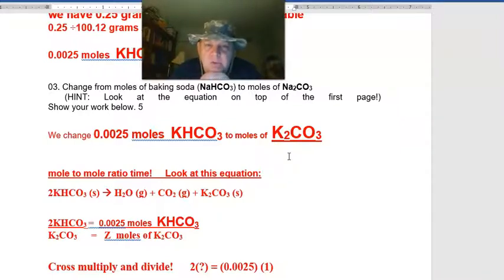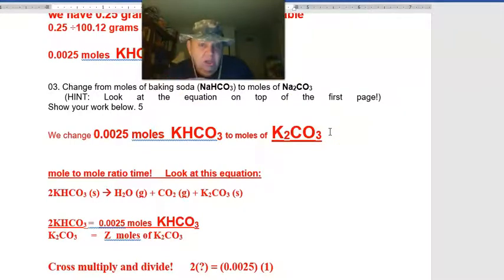Say, but I don't quite get it. Do you remember when I talked to you guys about you had tire rubber and you changed it to the number of tires, right? Then there was a ratio, 4 tires to 1 car. How many cars can you get with all the tires you have? That's the same idea here. We have numbers of KHCO3, and we're now changing it to numbers of K2CO3.